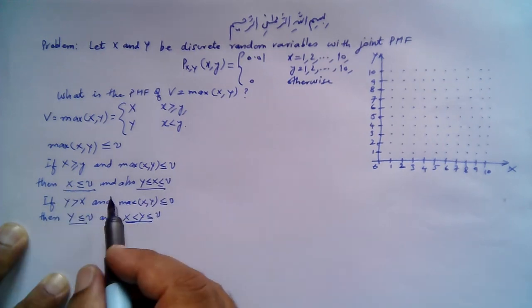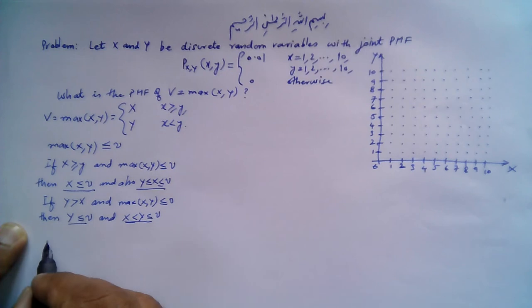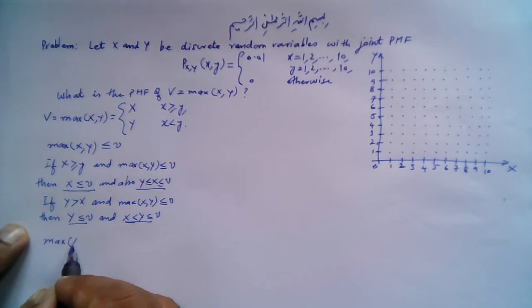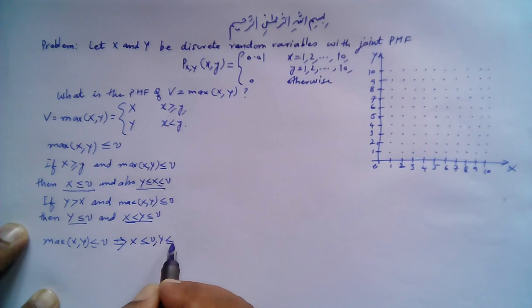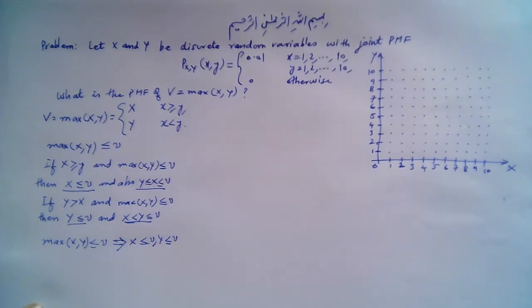So in other words, we can say that max(x, y) less than or equal to v implies that x is less than or equal to v and y is less than or equal to v. So this will now facilitate us to derive a relationship for the CDF of random variable V in terms of the CDFs of random variables x and y.